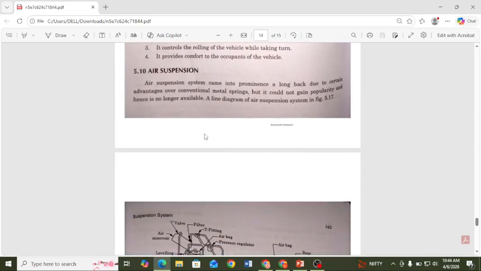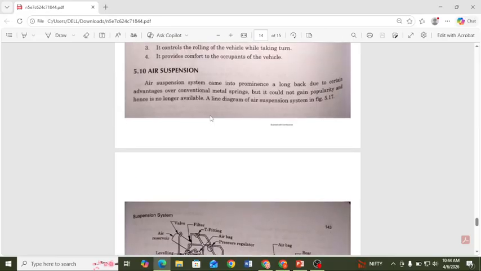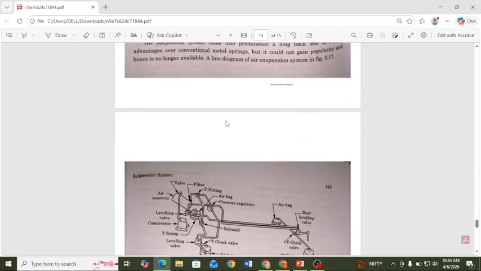So that's why we provide the shock absorber with different functions. Today we discuss air suspension, which we are using right now with modern technology. The air suspension system promises certain advantages over the conventional metal springs. So we replace the metal springs with an airbag, which is helpful for durability.